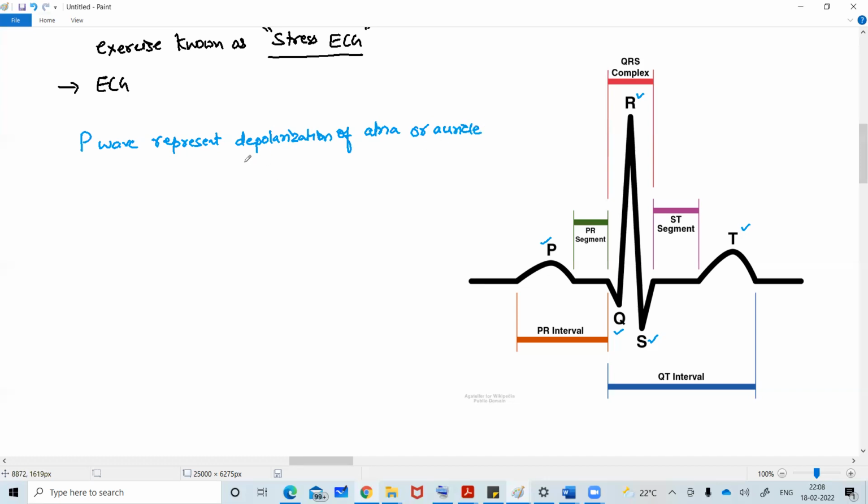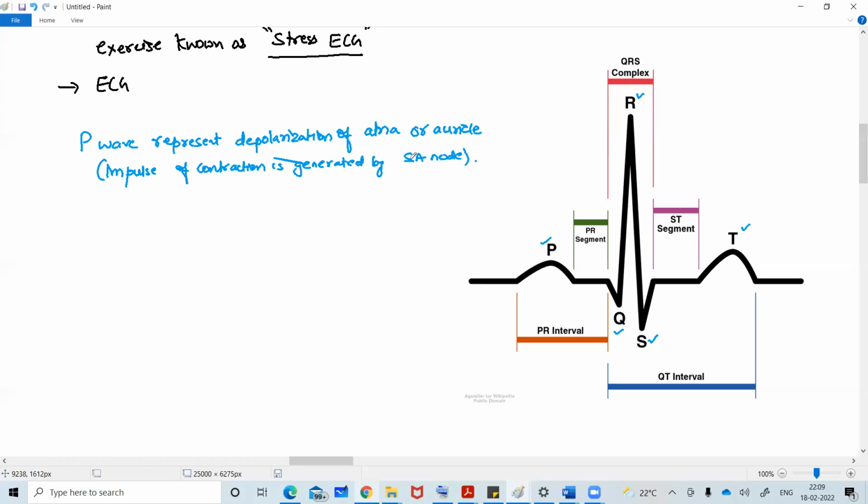That means the impulse of contraction is generated by the SA node. That's the meaning. So you can say that the impulse of contraction is generated by the SA node. So this has been done.